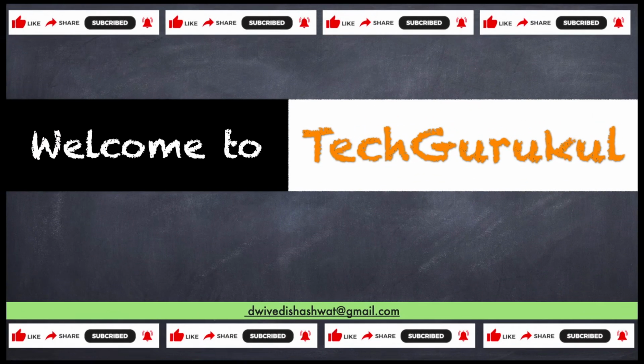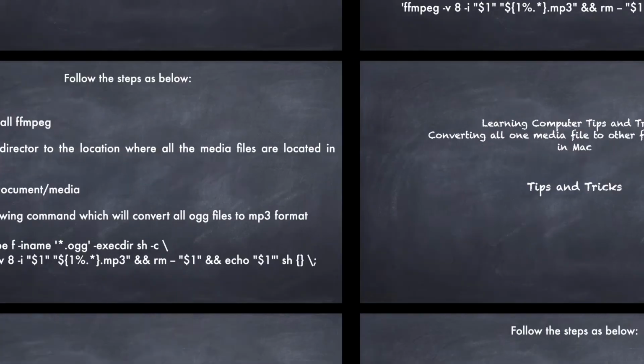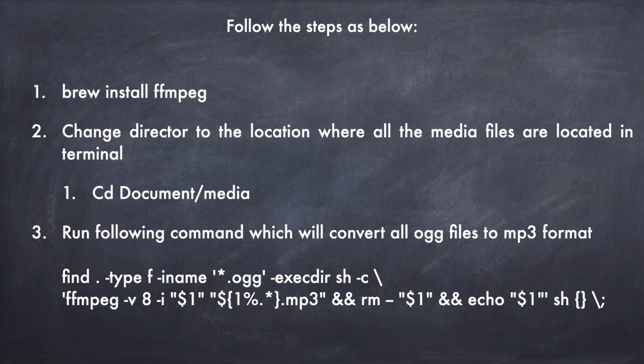We are going to learn how to convert one file format to another file format in batch mode on terminal in Mac. So basically we are going to convert OGG files to MP3. I have a set of around 30, 40, 100 OGG files, and I just wanted to convert them to MP3. For that we can do it easily using the command line.